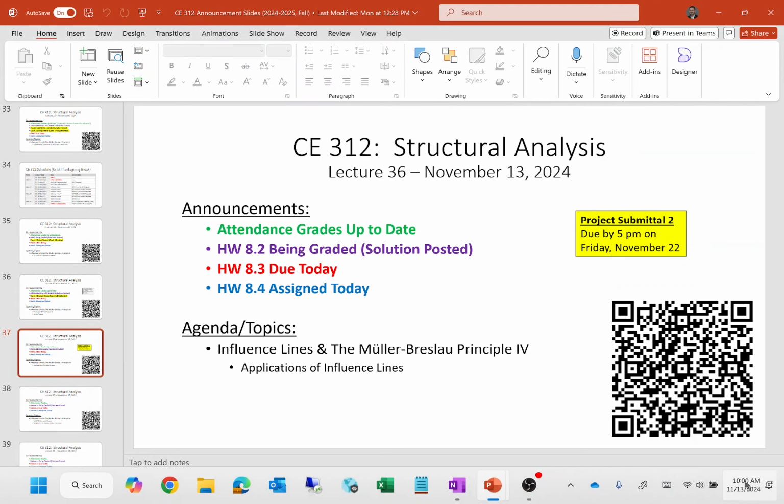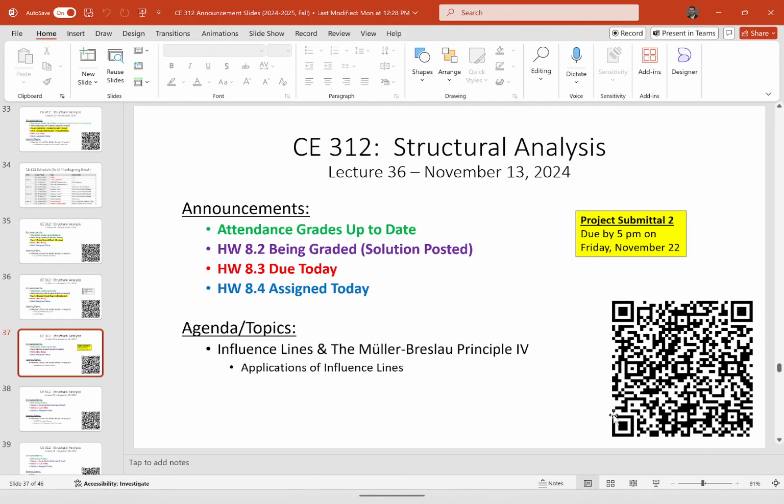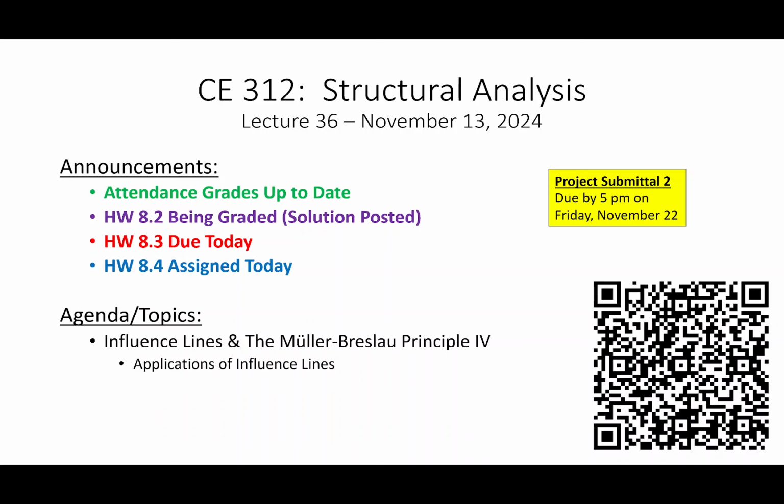Okay, this is a really important lecture in the land of influence lines because I think that today you will really understand how influence lines can change how you perform structural analysis. Because you're going to start thinking of structures a little differently after today, hopefully.